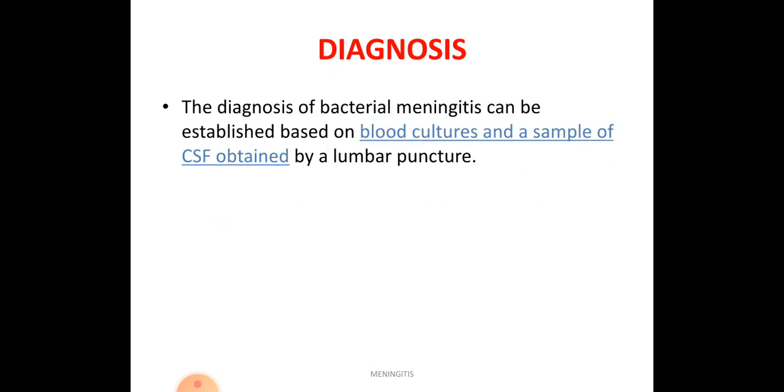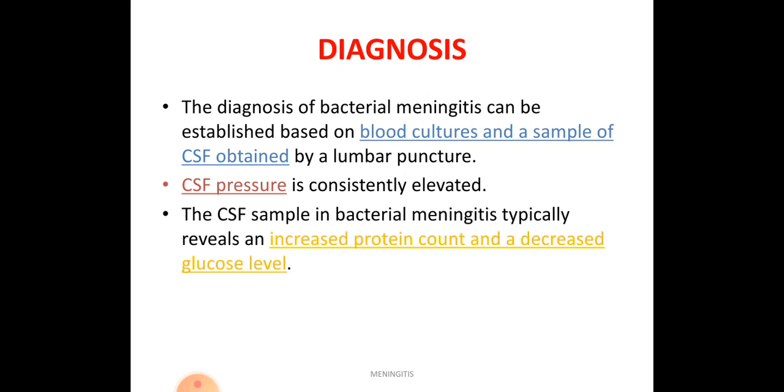Now, diagnosis of bacterial meningitis can be established by blood culture. So simple blood reports will be done. Okay, and a sample of CSF. So how will this CSF be collected for the test? That will be possible by lumbar puncture. CSF pressure will always be continuously elevated in case of meningitis, and when you check the CSF, it will show increased protein count and decreased glucose level. Okay, so that will further confirm the diagnosis of bacterial meningitis.